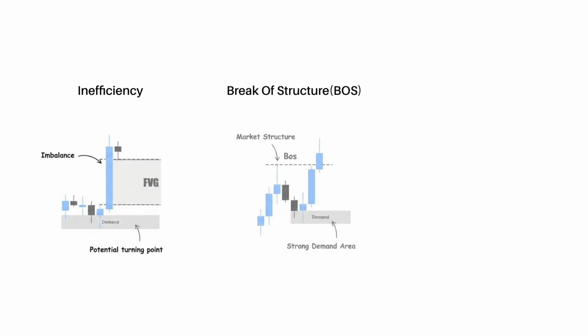A break of structure occurs when price breaks the recent market structure level to the upside in a bullish scenario. This shows that buyers are still in control and the current trend is likely to continue. The push distance refers to how far the price moves away from a zone before returning to it. The further the price moves away, the stronger the rejection is considered to be, which can make the zone more reliable. By combining inefficiency, break of structure, and push distance, you can identify stronger supply and demand zones and focus on higher probability trading opportunities.